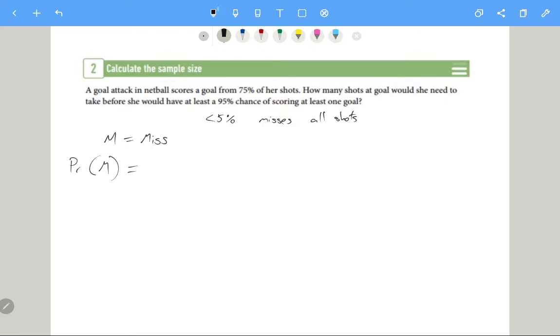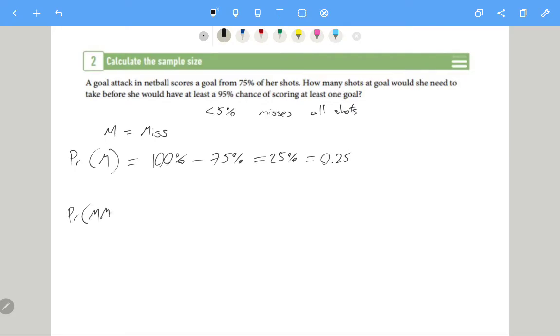Well, since 75% of the time she hits the goal, that means 100% minus 75%, 25%. Or probably better written as a quarter. Actually, I'm going to write it as a decimal, so 0.25. All right, so then what's the probability of getting 2 misses? Well, by the probability rule, when you have repeated things, you multiply them together. So 0.25 times 0.25 equals 0.0625, which is still greater than 5%, right?